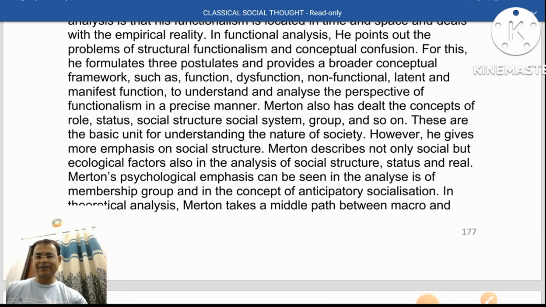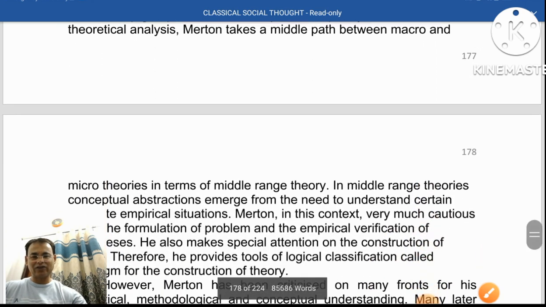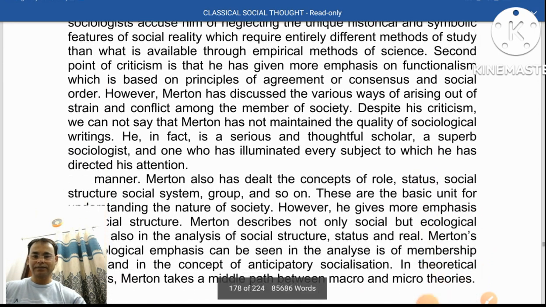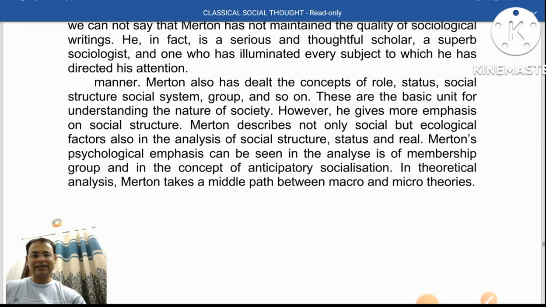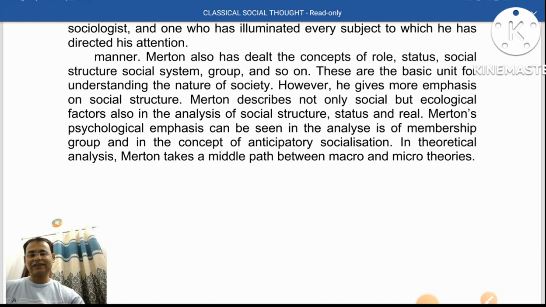However, he gives more emphasis to social structure. Merton described not only social but ecological factors also in the analysis of social structure, status and role. Merton's psychological emphasis can be seen in the analysis of membership group and in the concept of anticipatory socialization. In theoretical analysis, Merton takes a middle path between macro and micro theories in terms of middle-range theories. Merton also deals with the concepts of role, status, social structure, social system, group, and so on. These are the basic units of understanding the nature of society.